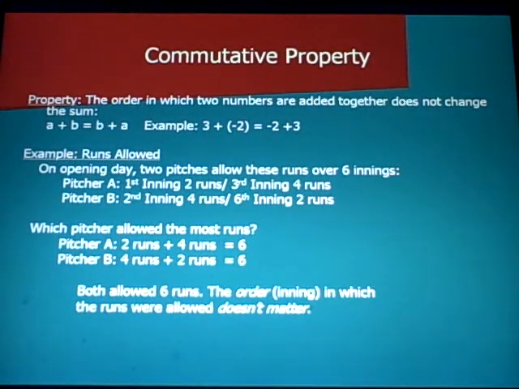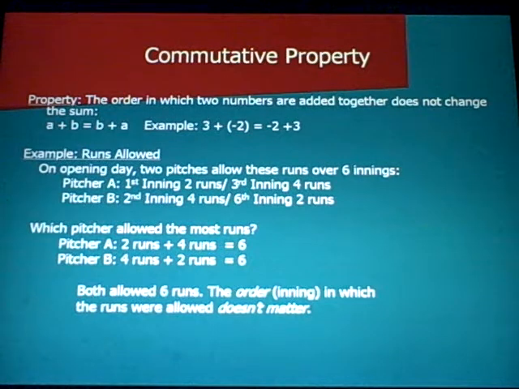We've got several properties for addition. The first is the commutative property. The rule is the order in which two numbers are added together does not change the sum. In other words, you can add a plus b or change the order and do b plus a. And we've got an example listed here using a negative number. 3 plus minus 2 gets you the same result as minus 2 plus 3, so don't be fooled by the negative number. And here's a sports analogy to illustrate it.